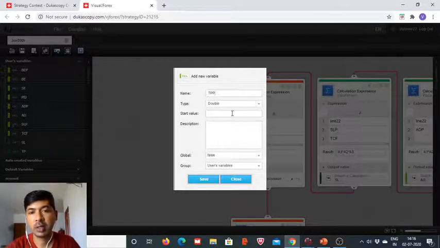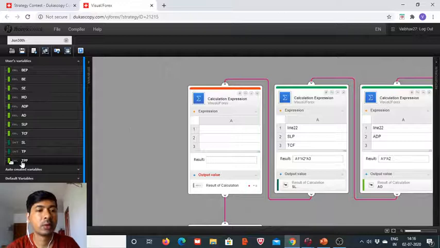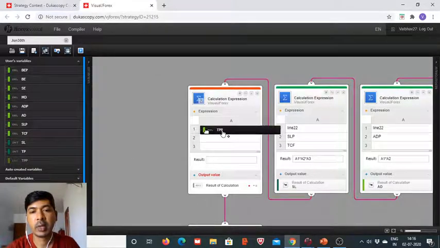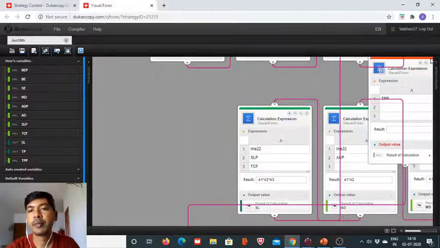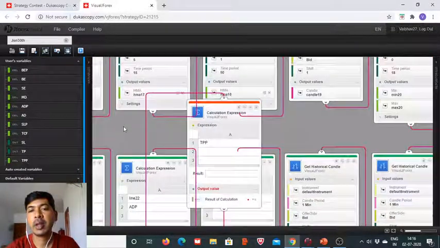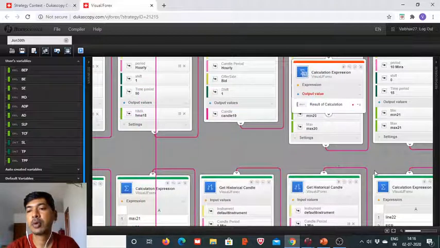TPP. Okay, and it will be 0.50, and we bring in this variable here, and we also need to bring in the daily ATR value. So here it is.